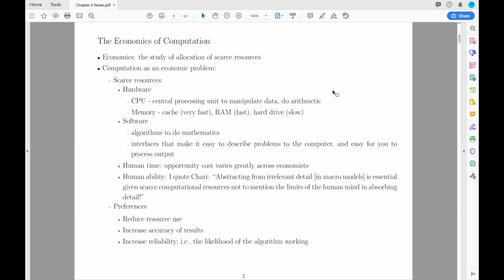Now, the other thing I'd like to point out is that computation, numerical analysis, is really just applied economics. Because economics is the study of scarce resources and how you allocate them to accomplish a particular goal. Well, computation is such a problem. You have scarce resources: hardware, the CPU, how fast can it go, how much can it handle. The other aspect of a computer is the memory.